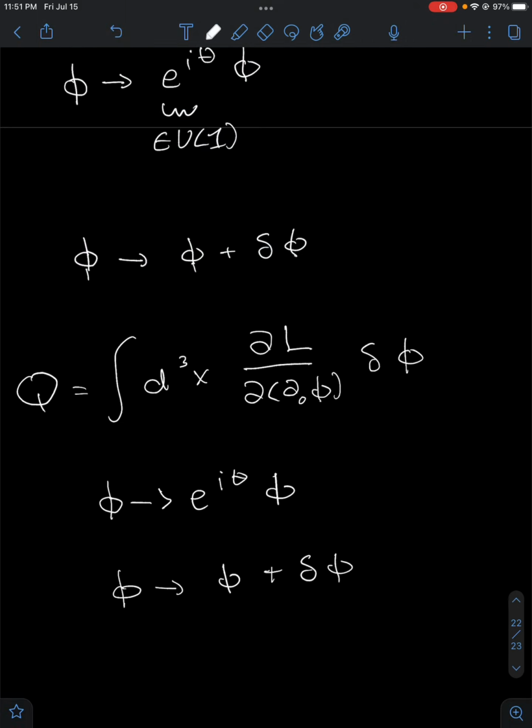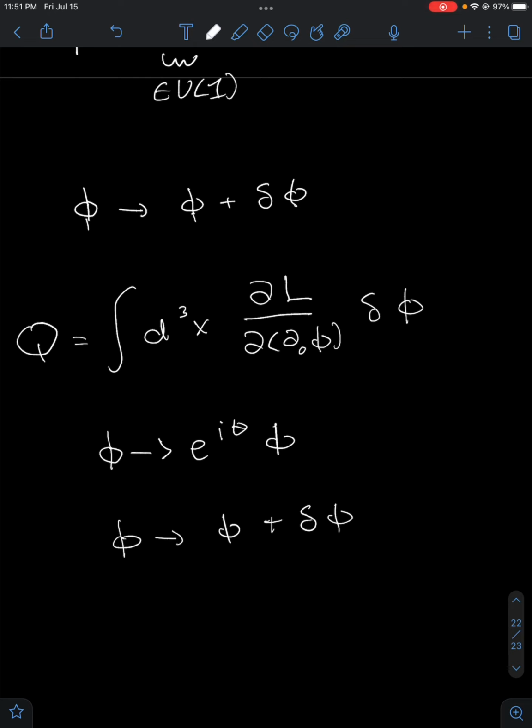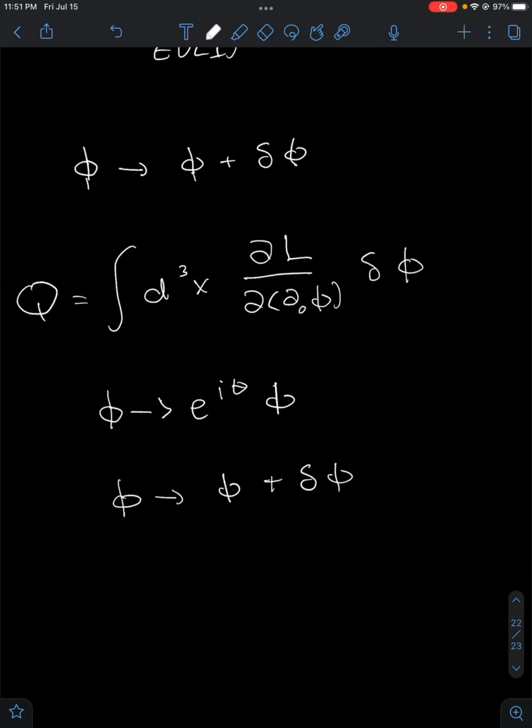Plus my arm. So yeah, our U1 transformation isn't yet in the same form as a general field transformation. We have to put it in this form in order to find the conserved quantity. So how can we actually put it in that form? Well, we could expand e to the i theta into a Taylor series.